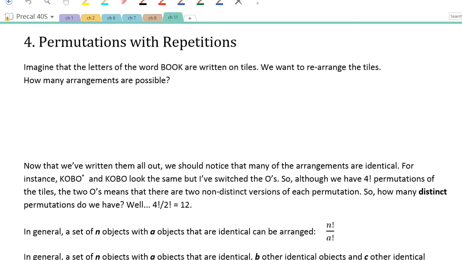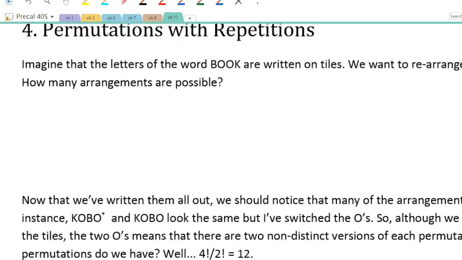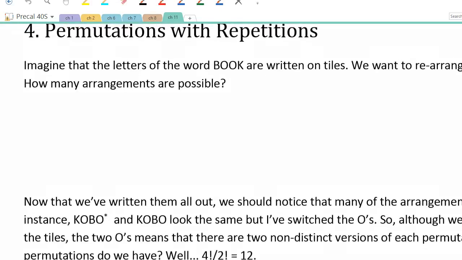Well, here's an example. Imagine that the letters of the word book are written on tiles. So on one tile there's a B, and then there's an O, and then there's another O. We want to rearrange the tiles. How many different arrangements are possible? Well, for now, to make sure that we recognize the difference between the two O's, when I write it, I'll write one of the O's in blue and one of the O's in green, just to keep track of it.